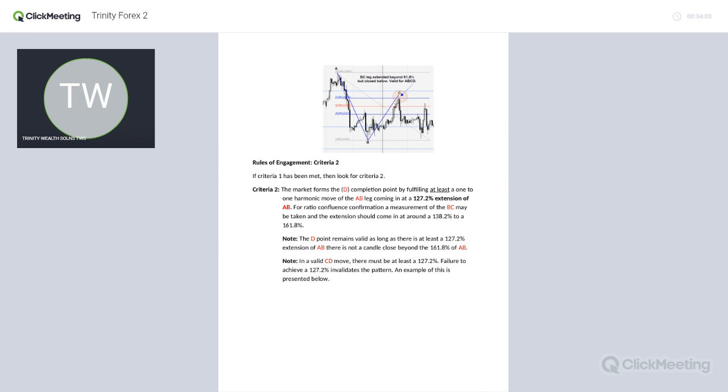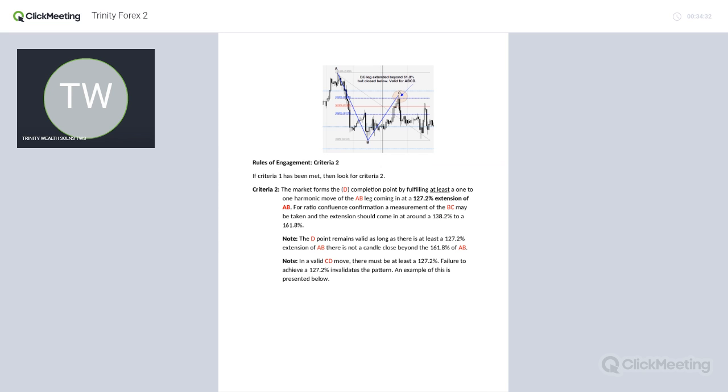it has fulfilled criteria number 1. As you can see, the BC leg extended beyond 61.8% but closed below, and that's valid for the ABCD pattern. It closed below the 78.6%, so criteria 1 is fulfilled. Now we go to criteria number 2. If criteria number 1 has been met, then look for criteria number 2.